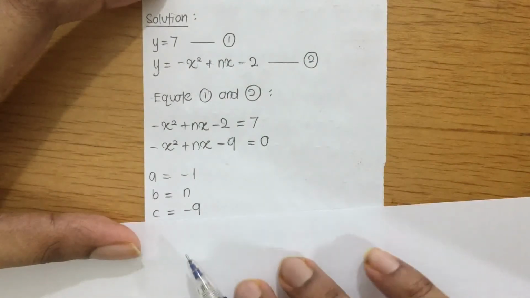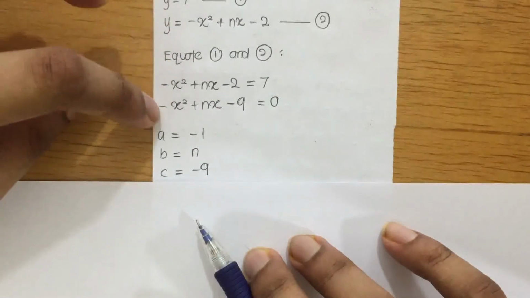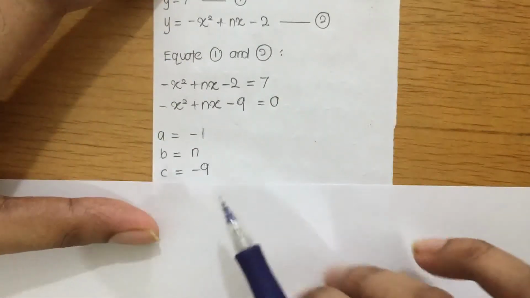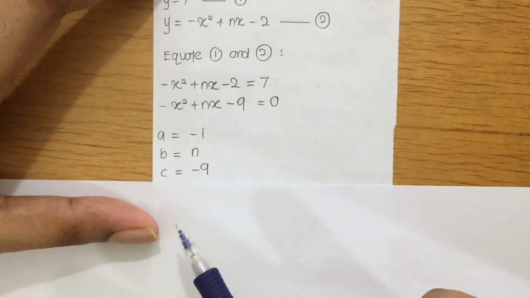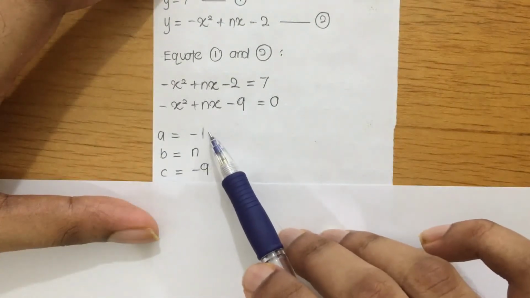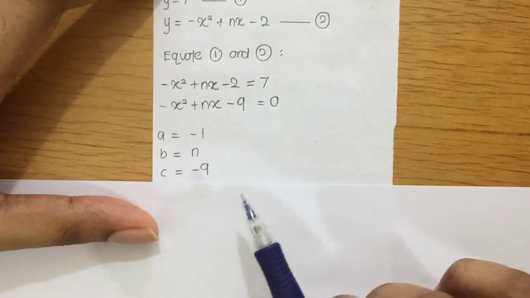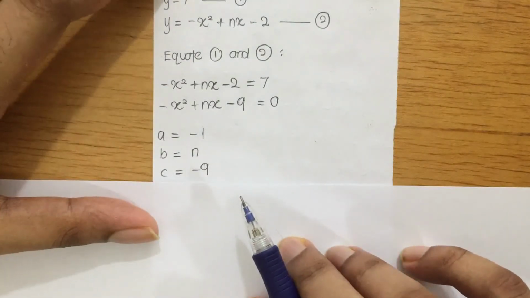Okay, from here what you do, you express your coefficient of a, b and c, guys. Since you have already expressed this in the general form, you identify the coefficient a, coefficient b and coefficient c respectively. So from here you get your coefficient a is negative 1, b is n and c is negative 9. Okay, from here how are we going to determine the discriminant, guys?